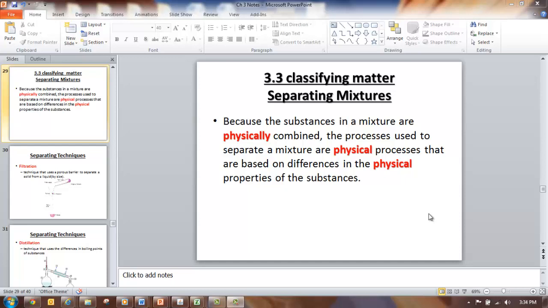Well, greetings. Welcome back to the second part of 3.3, Classifying Matter for Mr. Kolazar's chemistry class. What we're going to look at is ways you can separate mixtures.